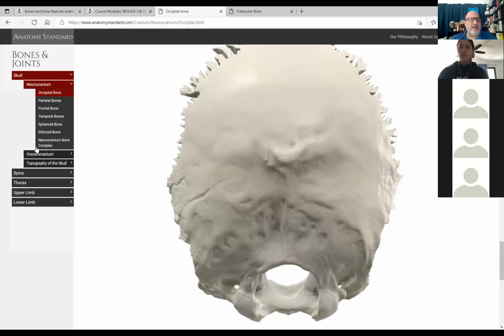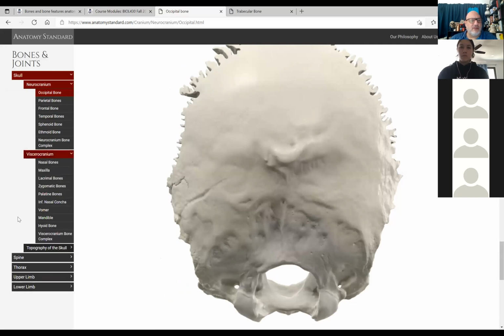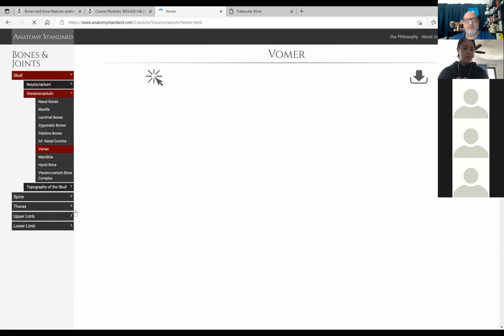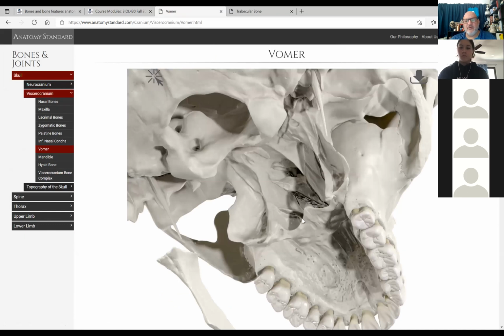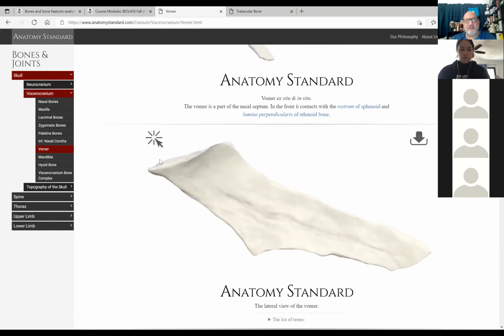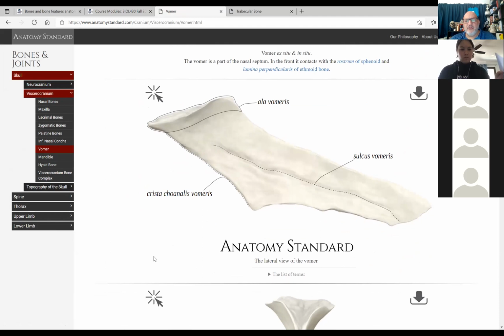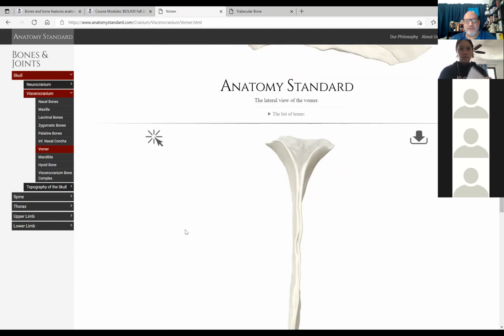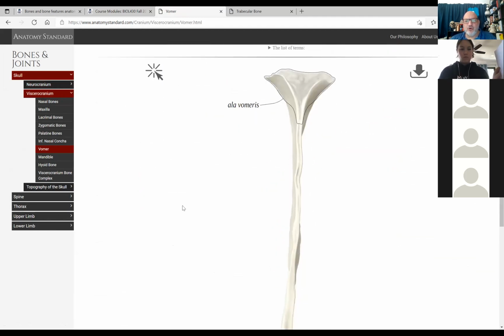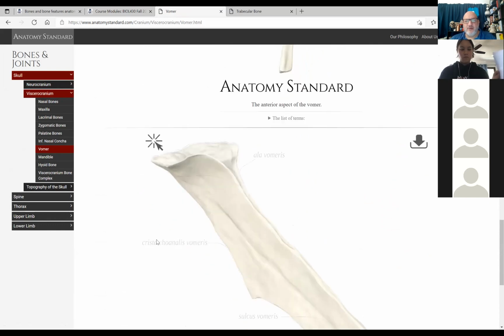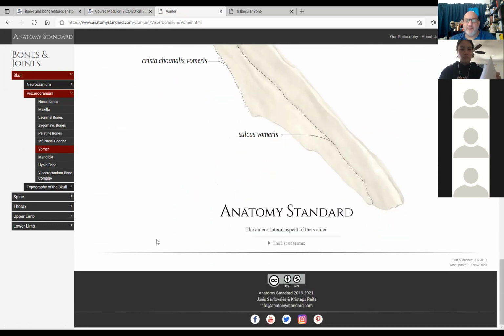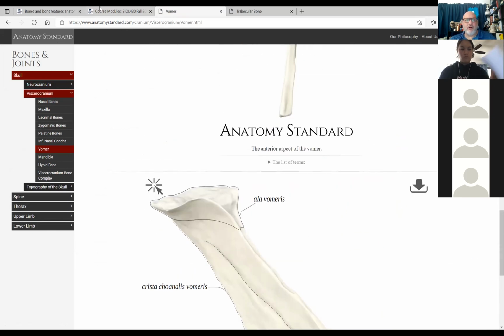So if instead we go to the vomer, right here, we see a bit of the vomer. Notice the vomer has plenty of bone feature characteristics that you could be held responsible for, but you're not. You don't need to know any of the bone features for them. The only thing you're going to be responsible for are the ones that are on your list.